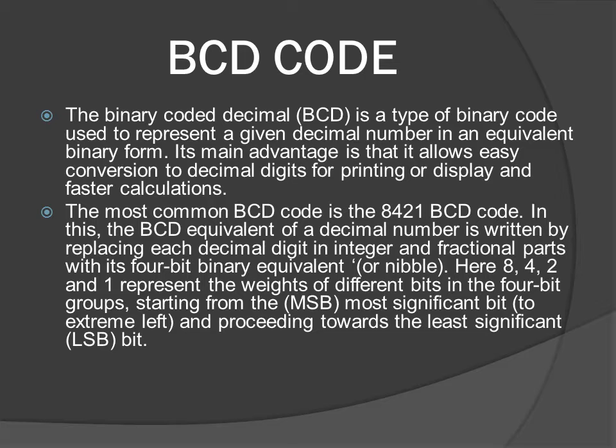The most common BCD code is the 8421 BCD code. In this, the BCD equivalent of a decimal number is written by replacing each decimal digit in the integer and fractional parts with its 4-bit binary equivalent, called a nibble, starting from the most significant bit and proceeding towards the least significant bit.